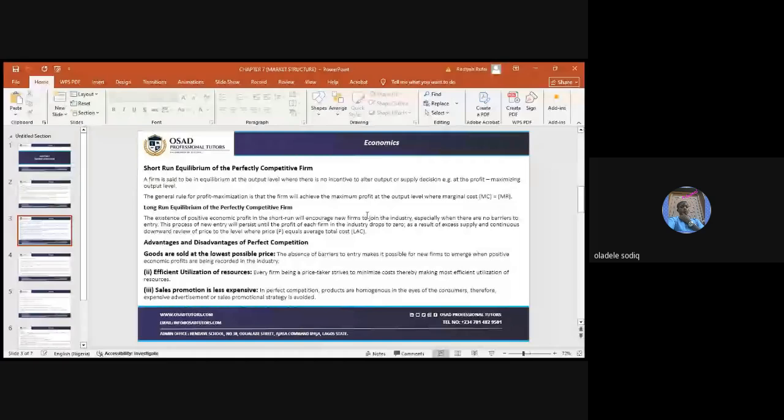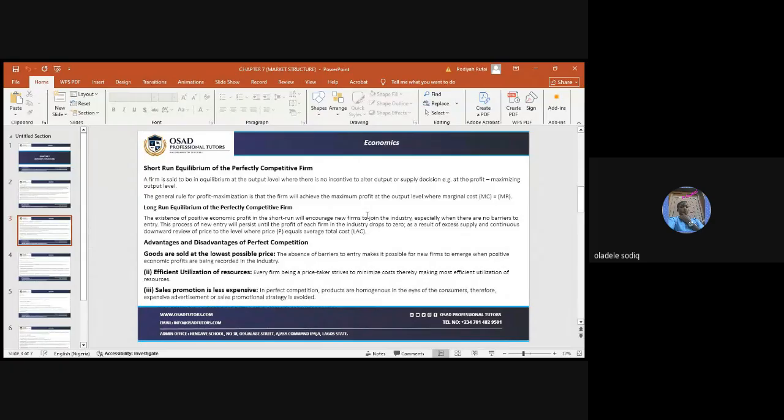In a perfect competition, products are homogeneous. That is, firms have identical products. So in the eyes of the consumer, they can see the product as identical. That is, they can easily have access to the product.